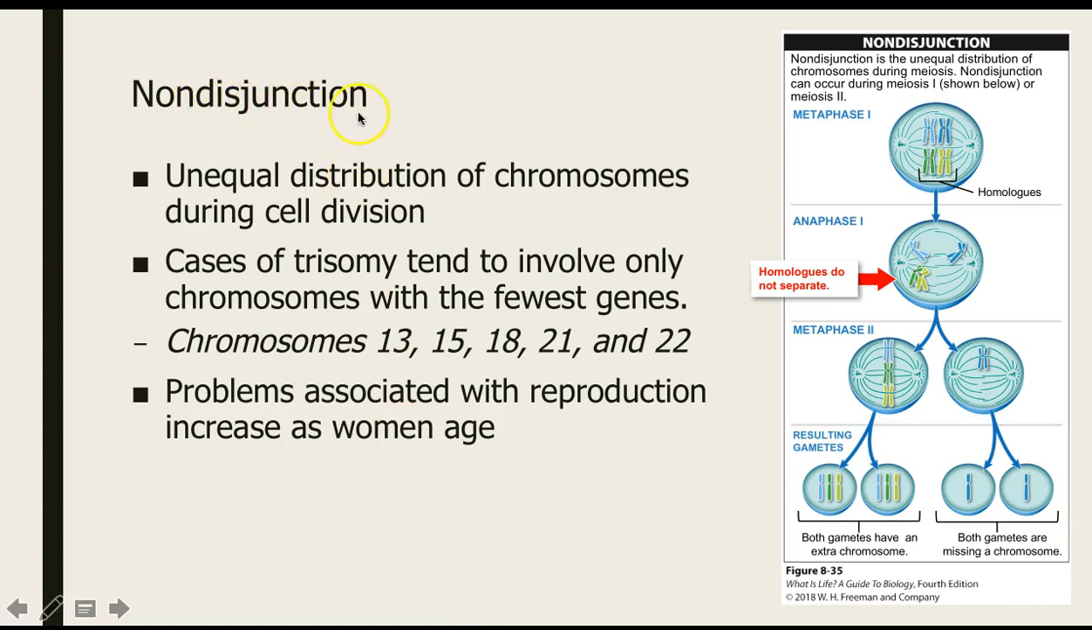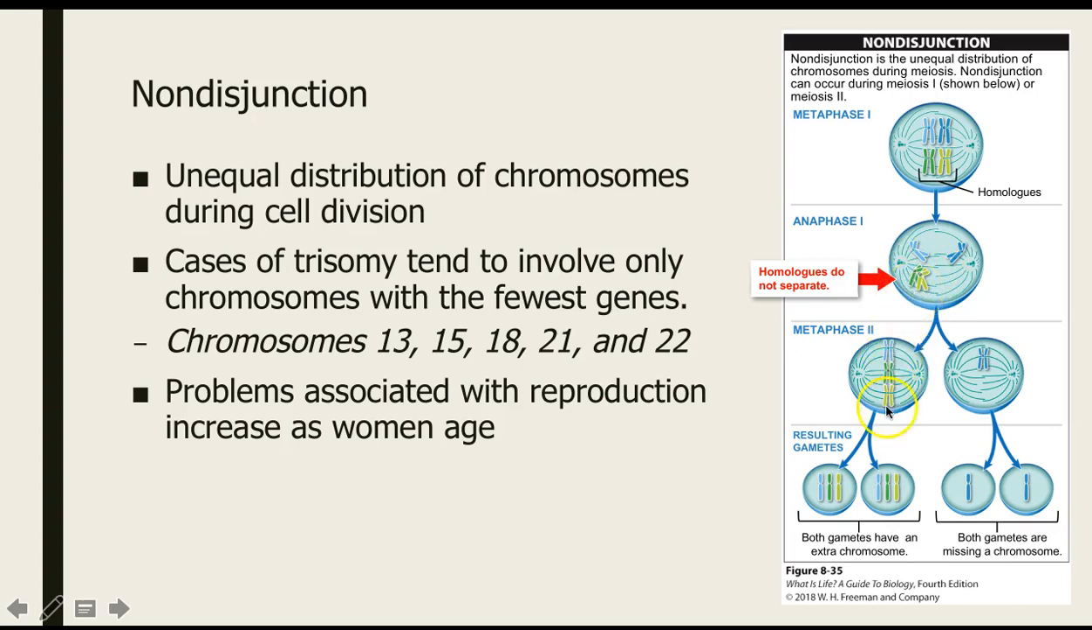You want things to go through disjunction, and non-disjunction is like not happening. You want these homologous chromosomes to separate from each other normally. But here, what we see is that this homologous pair did not separate normally. So this is your non-disjunction right here.